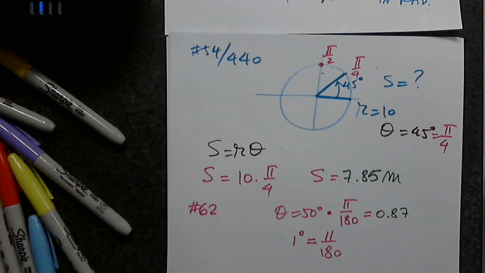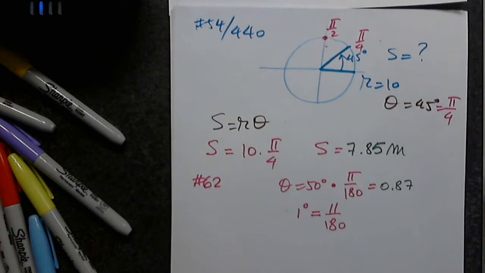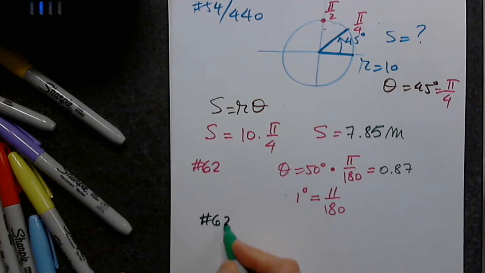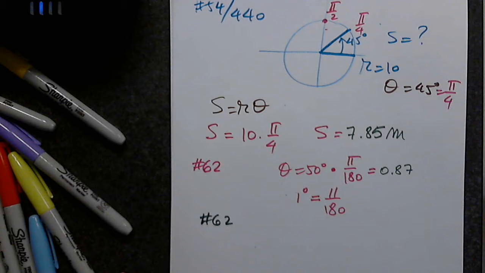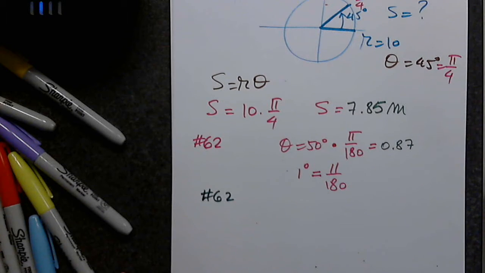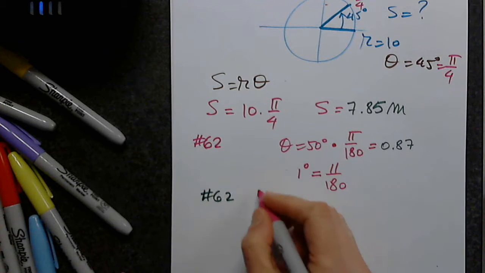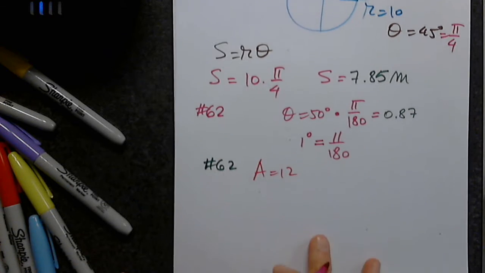Good. Very good. Find the radius of each circle if the area of the sector is 12. Please choose problem 62, part A or part B. Okay, very good. So find the radius of each circle if the area of the sector is 12.